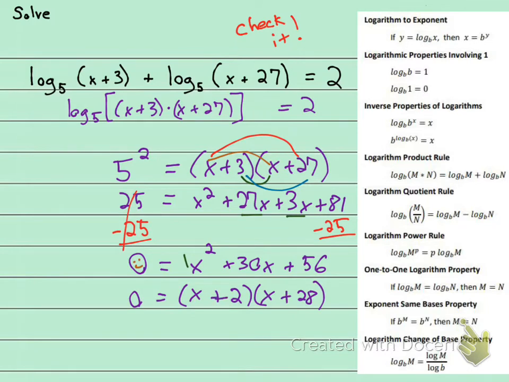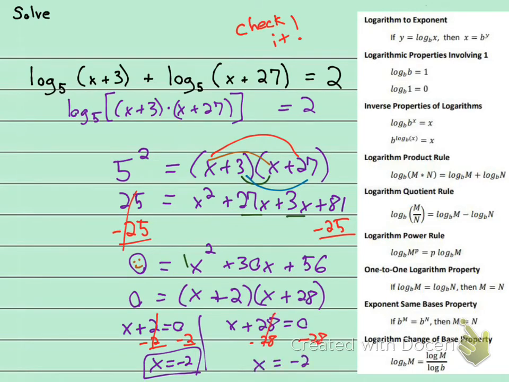Now, if these two factors equal 0, any one of them could be 0. 0 times anything is 0. Anything times 0 is 0. So I set both of my factors equal to 0. X plus 2 is 0. X plus 28 is 0. And then I solve them. X is -2. That's one of my possible answers. And X is -28. That's another possible answer.